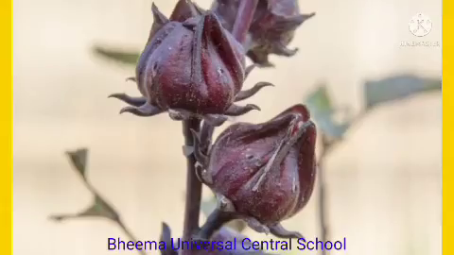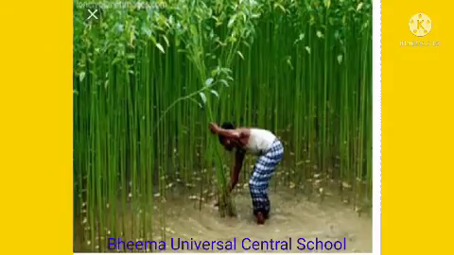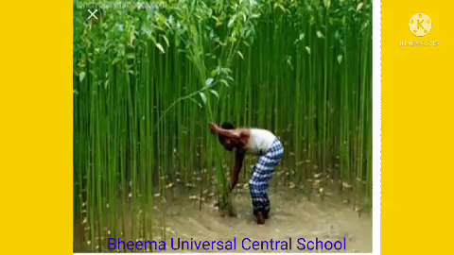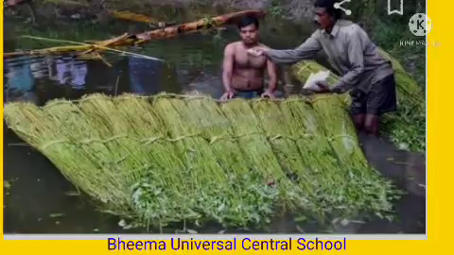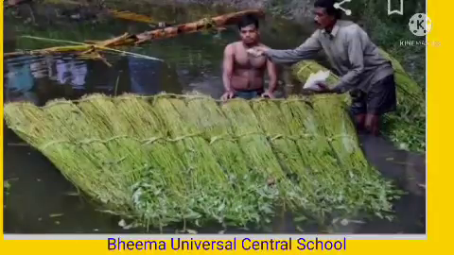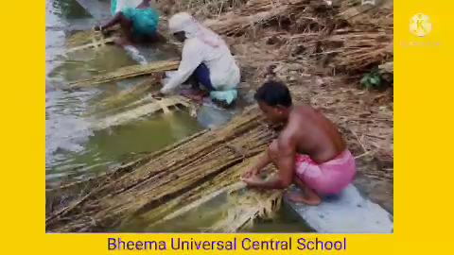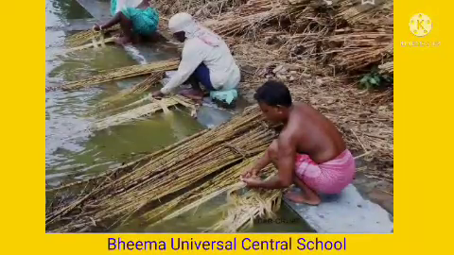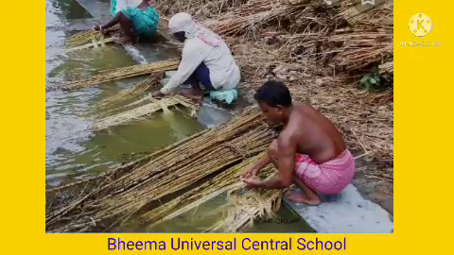Next is harvesting. Jute plants are harvested when they are at their flowering stage, having achieved a height of 6 to 10 feet. They are cut from the root and made into bundles. Next is retting. What is retting? These bundles are then soaked in water for about 20 days. Flowing clear and soft water is ideal. This results in loosening of individual fibers from the stem.